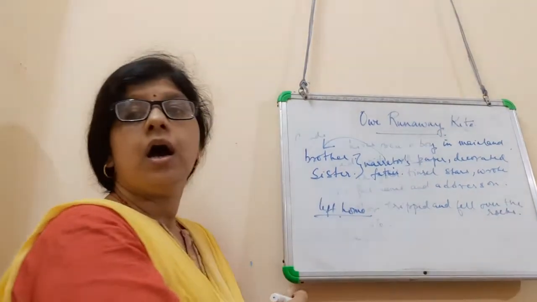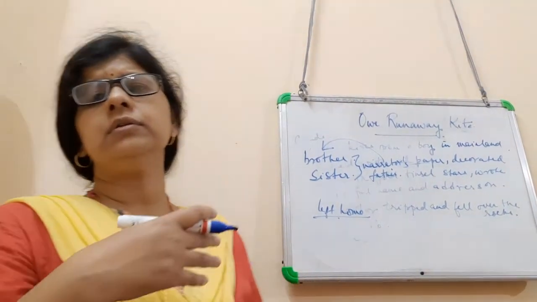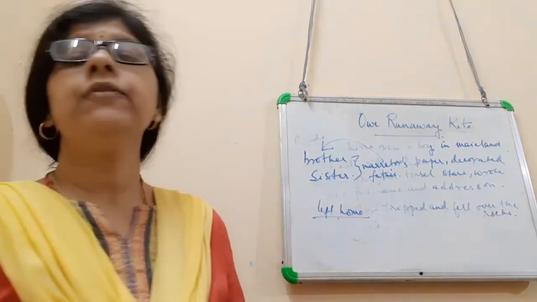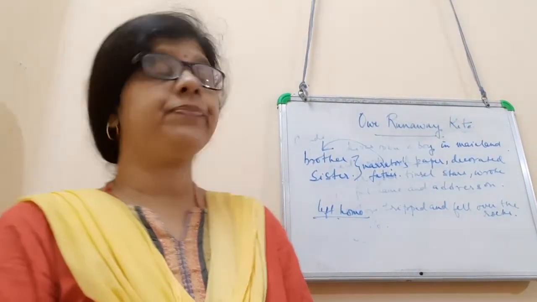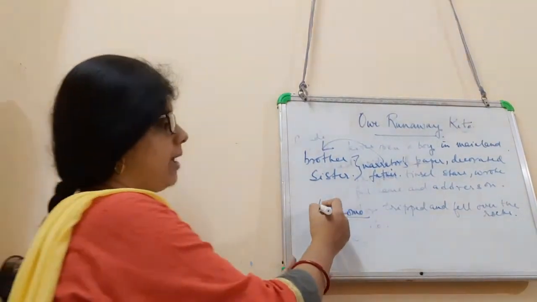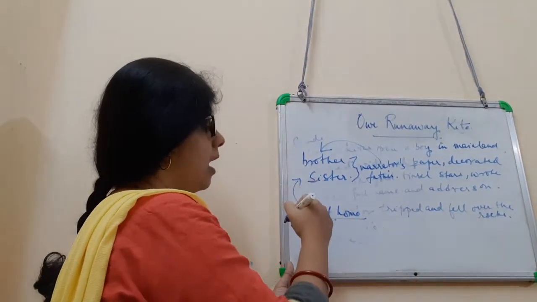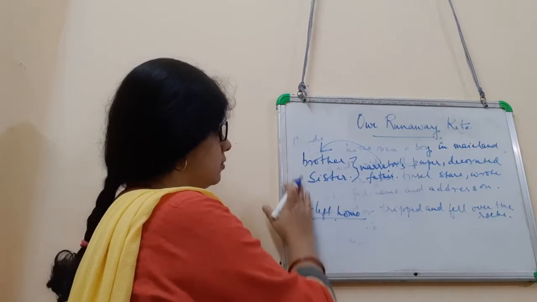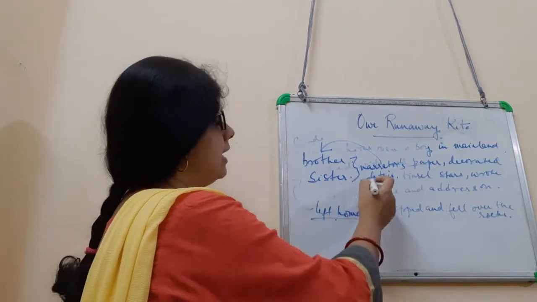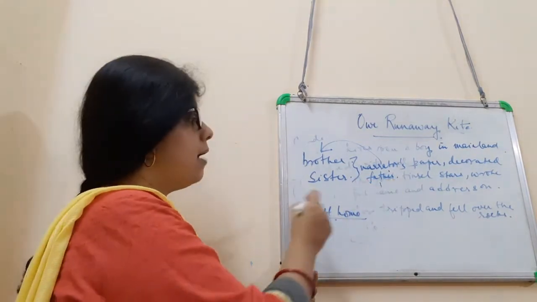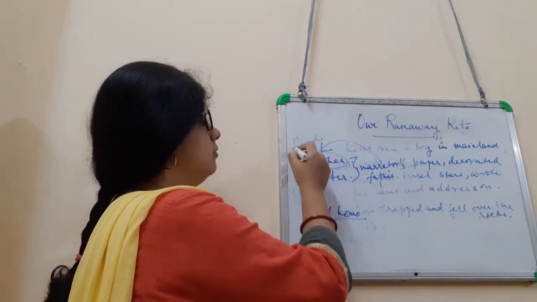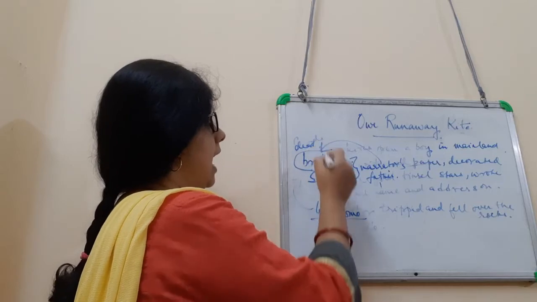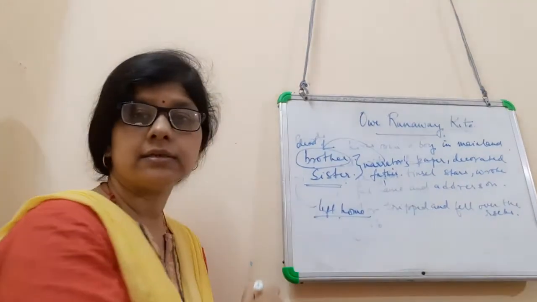But then, after many years, he felt very sorry. Means he realized his mistake, and then he came back. He left home, and then again he came back. But when he came back, he found that this brother was already dead, and he could not find his sister.